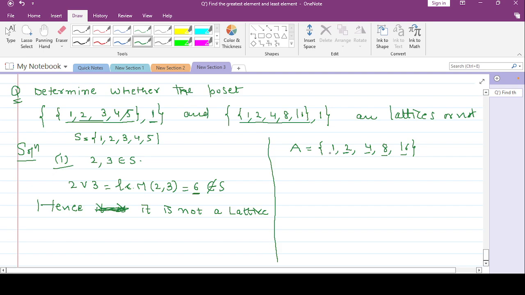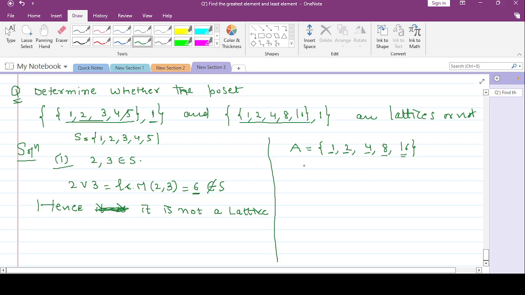Now suppose I take 1 and 16. What is the LCM of 1 and 16? It is 16, and it is a member of A set. And what is the GCD? GCD is 1, which is again a member of this set. So here I have checked that for every pair of elements, supremum and infimum exist in the set.